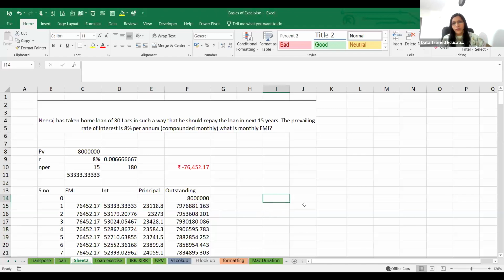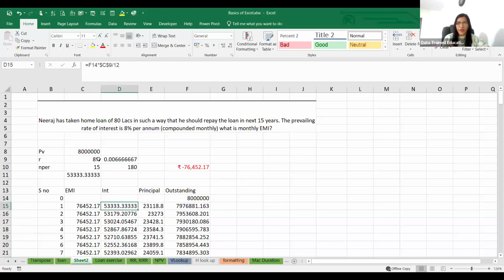See, value, I'll show you once again, Prachi, with the same question. Just pay attention. EMI, you should drag it down. Interest, look what formula we have used. This one. Outstanding amount is in F14 multiplied by this rate of interest, 8%.